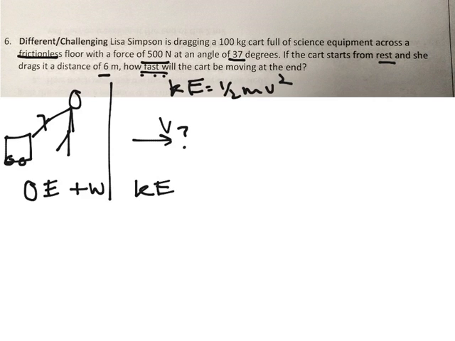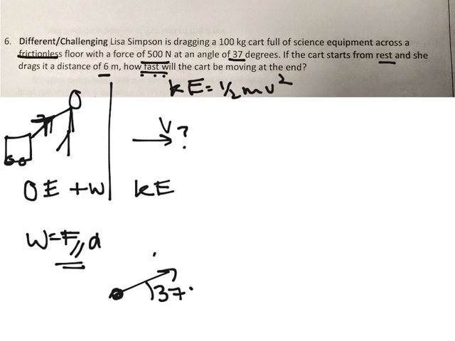To do this, work is the force that's parallel to the distance. So if she's pulling at a 37-degree angle, not all of it's parallel. So this is the part where it's especially tricky. If we draw a free body diagram for our cart, she's pulling it at a 37-degree angle with 500 newtons. We need to figure out how much of this is parallel.